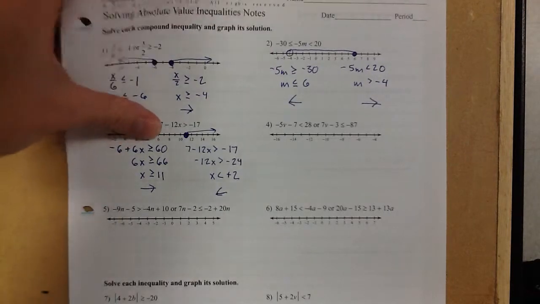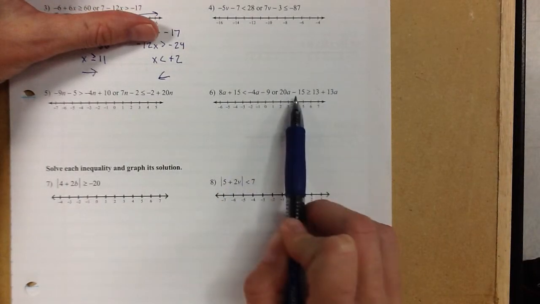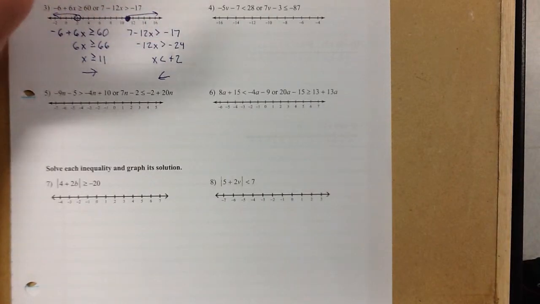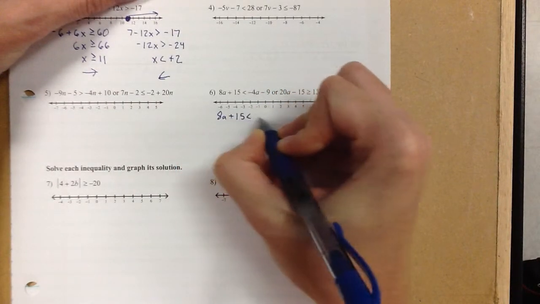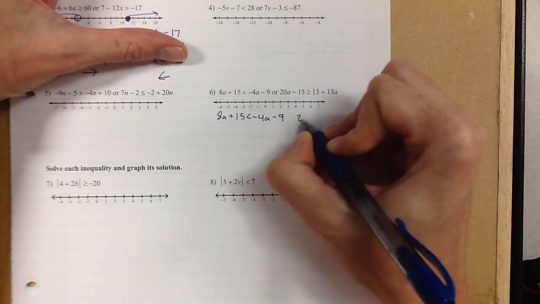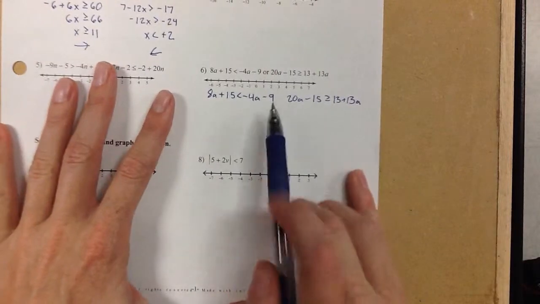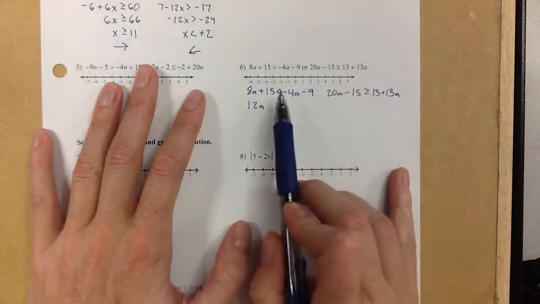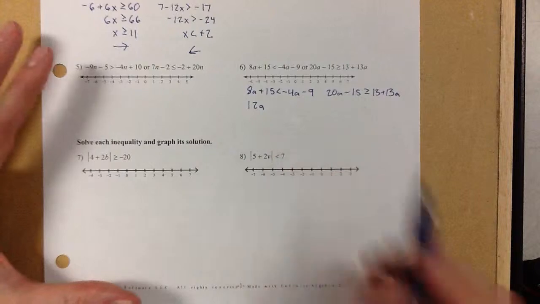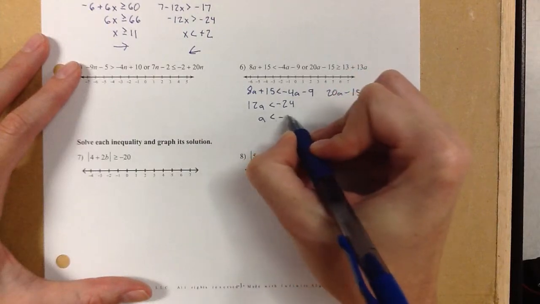All right, last one I'm going to do up top, number 6. Now we've got variables on both sides. I've got an a on the left, an a on the right. I want my variables on the left though. So when I start rearranging, my variables are going to move to the left, my constants are going to move to the right. I have negative 4a over here on the right. I'm going to move it over here, add it to both sides. So I get 12a. 15 is a constant, I want that on the other side. So 12a is less than negative 24, so a is less than negative 2.